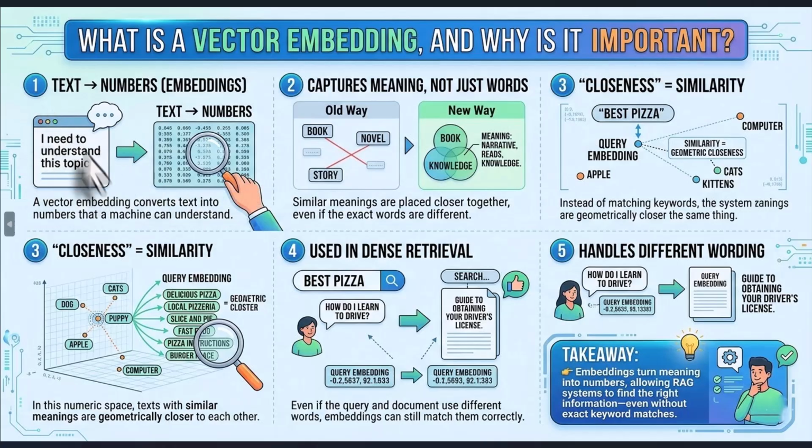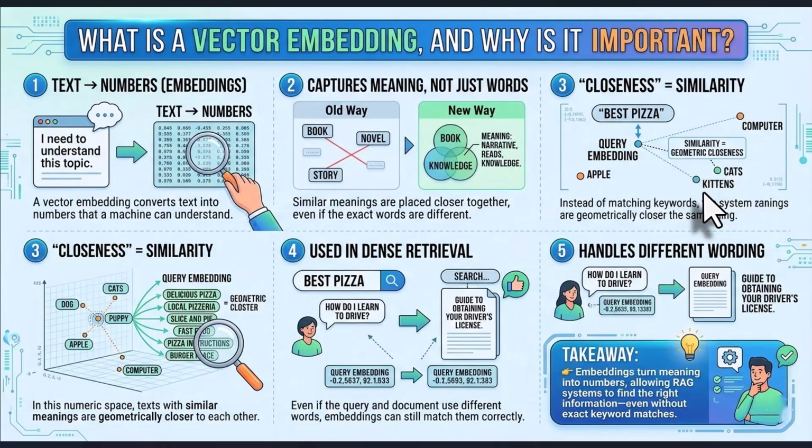Embeddings means converting text to numbers, right? That is, a vector embedding converts text into numbers so the machine can understand. Okay. And also it captures meaning, not just words. That is, similar meanings are placed closer together even if the exact words are different. And also closeness equals similarity. That means texts with similar meanings are geometrically placed closer to each other.